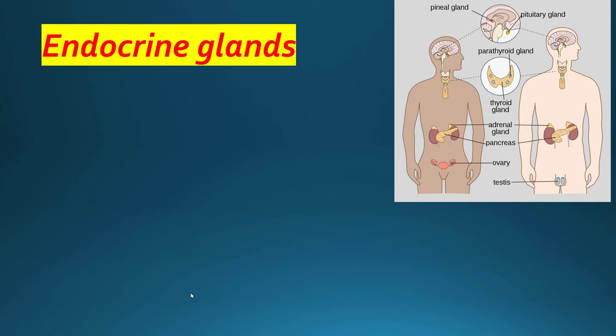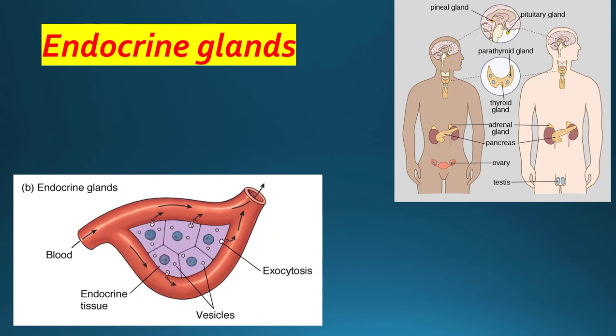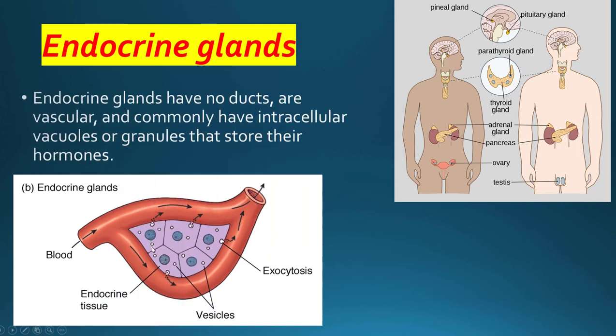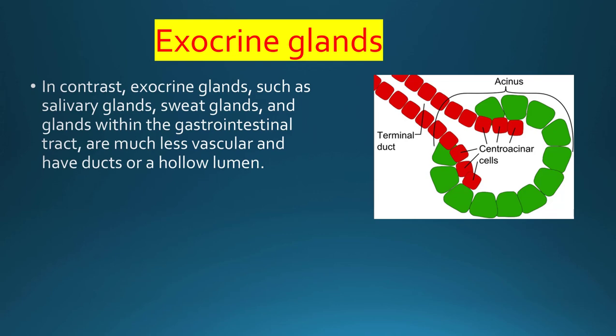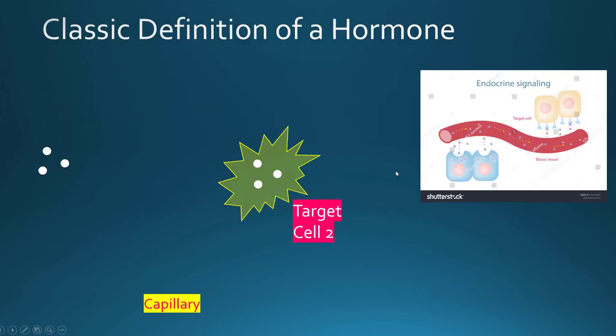Endocrine glands. Endocrine glands have no duct, are vascular and commonly have intracellular vacuole organelles that store their hormone. You can see that they have cells. In these cells they have granules or vacuoles, and in these granules or vacuoles they have their hormone, and these hormones are directly released into the vessels, and they have no duct. They are ductless glands. Exocrine glands. In contrast, exocrine glands such as salivary glands, sweat glands and glands within the gastrointestinal tract are much less vascular and have a duct or a hollow lumen.